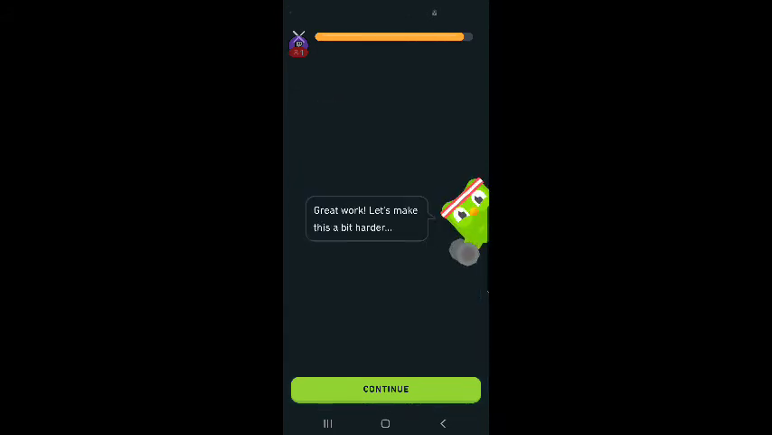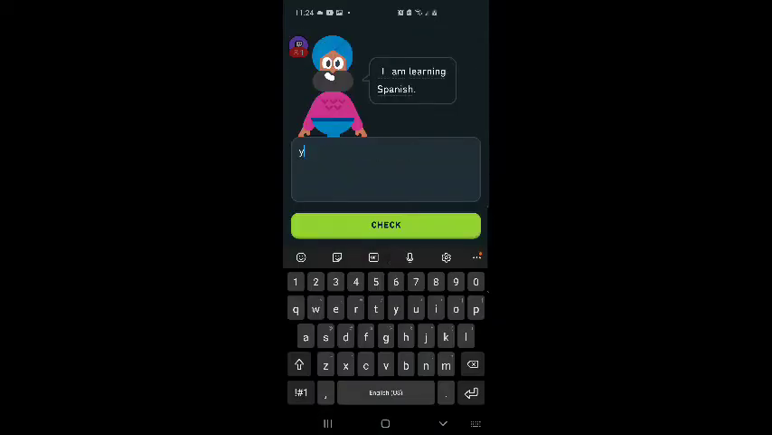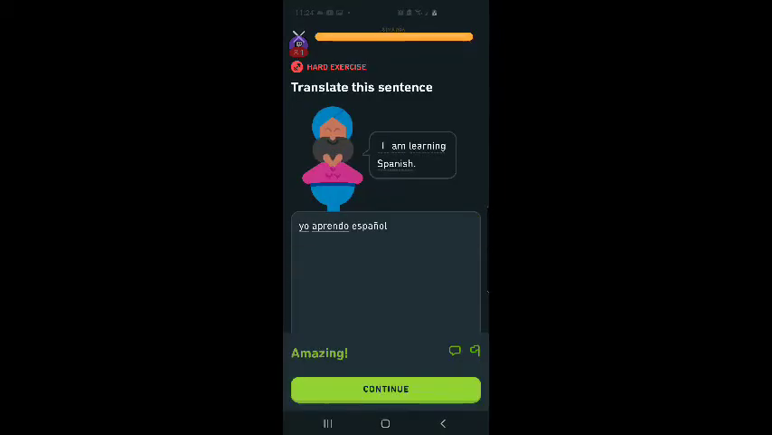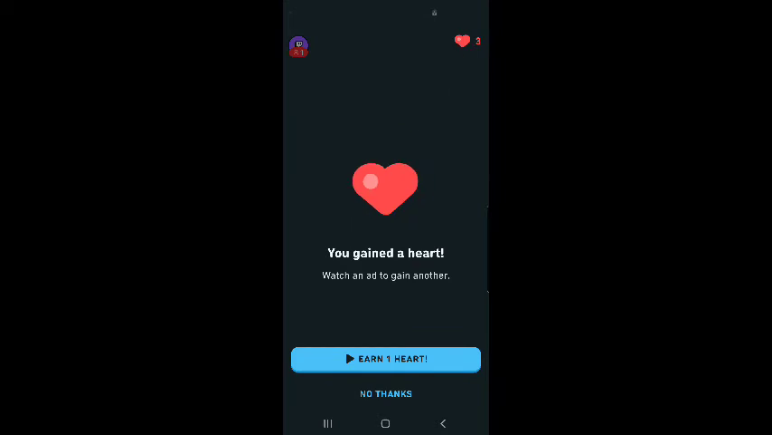Great work. Let's make this a bit harder. No, I am learning Spanish. Yo aprendo español. You're 14 XP away from your daily goal. Practice complete. 20 XP. Combo bonus. 3 XP. You gained a heart. Watch an ad to gain another. Okay.